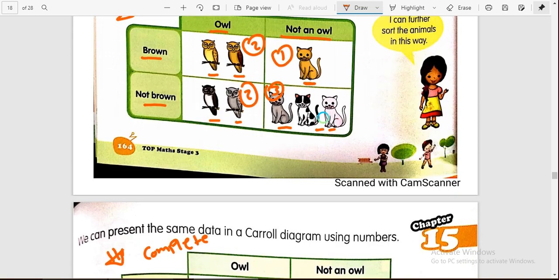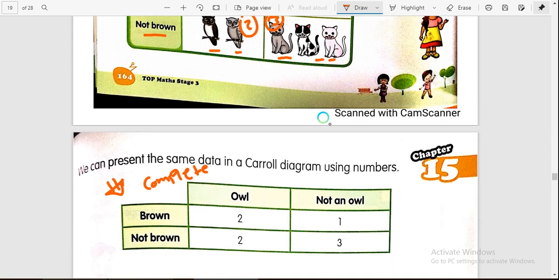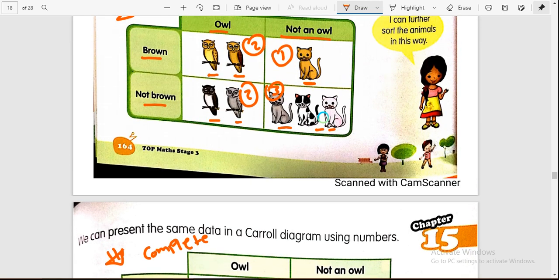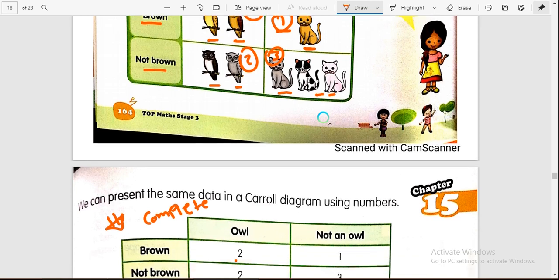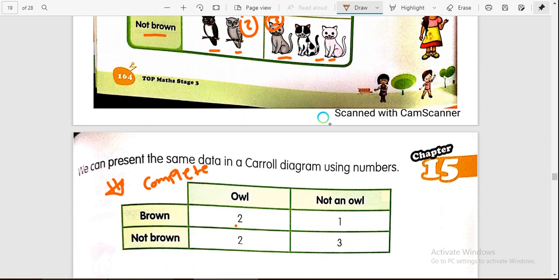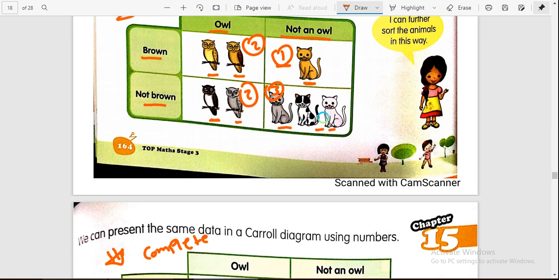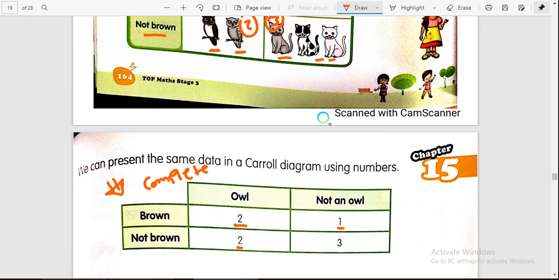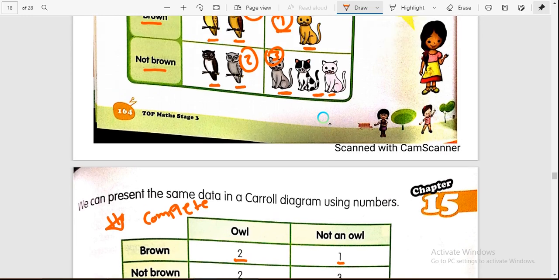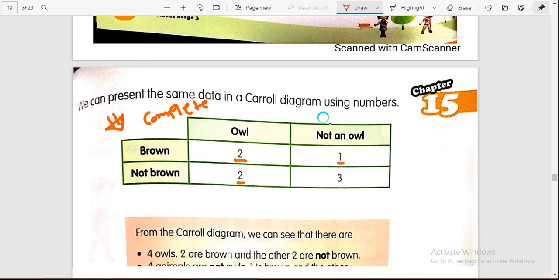So here, how many brown owls? We have 2 owls that are brown, so we will write 2. For not an owl, but it's brown, we have only 1. 1 animal is brown, so we write 1 here. Not brown, we have 2 owls that are not brown, so we will write 2. And 3 animals are not brown, so we will write 3.